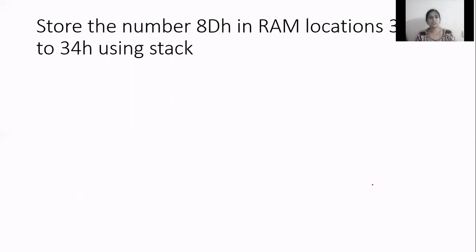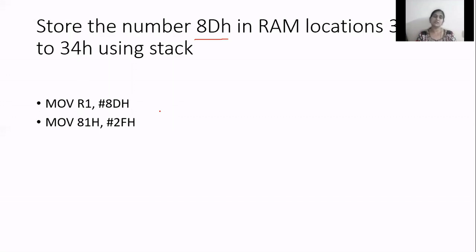Here the question says using stack, so I'm using the stack for moving the data 8D from 30H to 34H. Let us see how to write the program. The first instruction is MOV R1, #8DH. I'm moving my data, which is 8D, into the register R1, and then MOV 81H, #2FH. Why 81? 81 is the address location of the stack pointer. Instead of MOV 81H, #2FH, I could even have used MOV SP, #2FH.